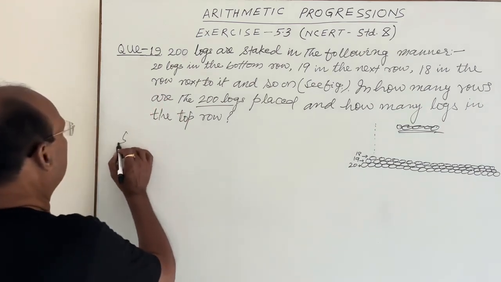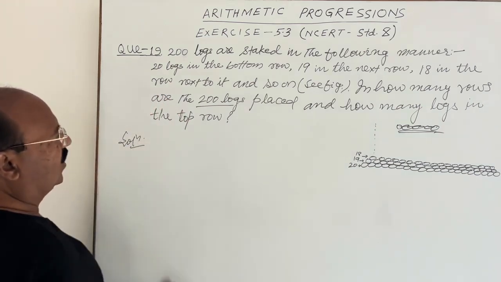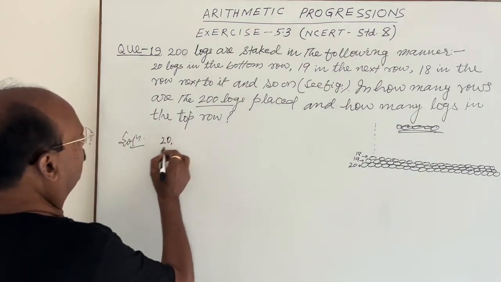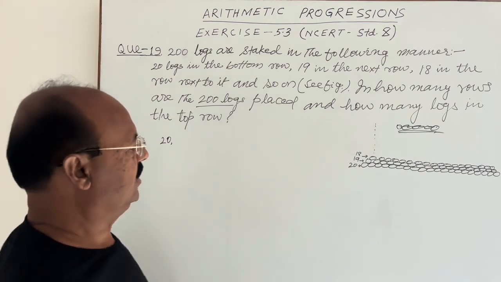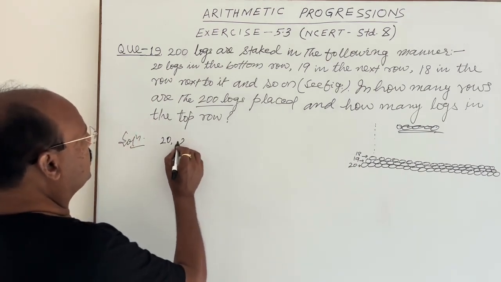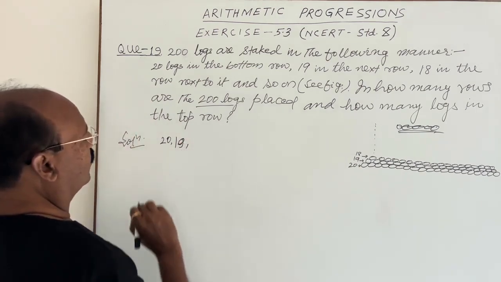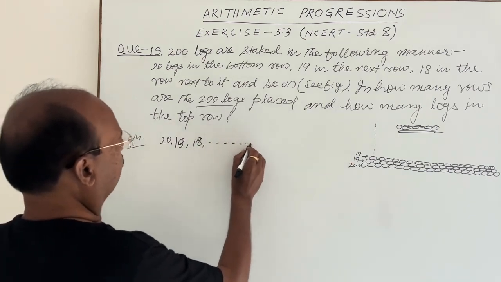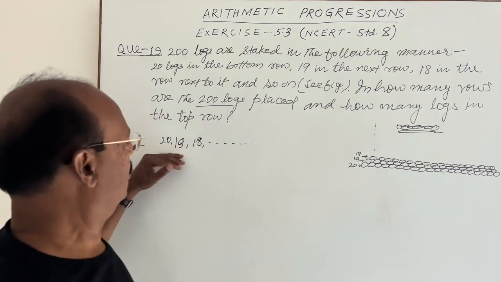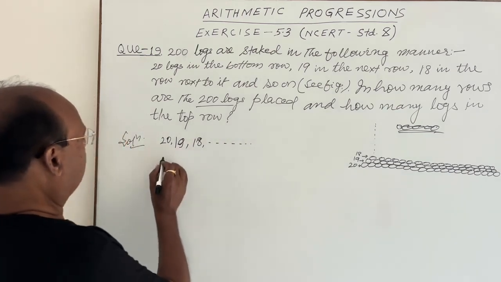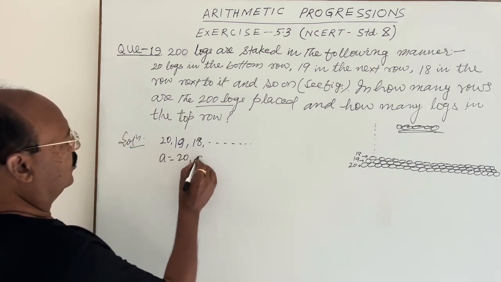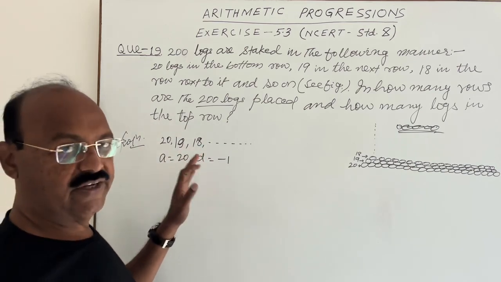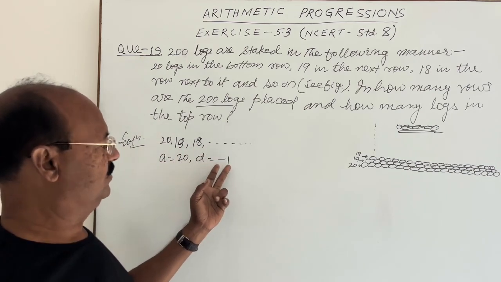The solution is simple. In the first row there are 20 logs. In the second row the number of logs is 19. Next to it 18, and so on. So you see, this is a pattern of arithmetic progression with first term a equal to 20 and common difference d equal to -1. Each term is decreasing by 1, the difference of two consecutive terms is -1.